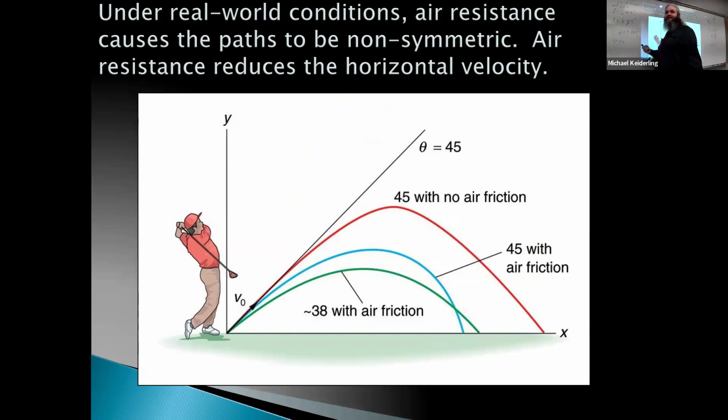Now, under real world conditions, there's air resistance, which means that the path is not going to be symmetric. And with air friction, the angle that you would fire something at to get maximum distance will be less. You're not going to get the perfect thing at 45. With air friction, you'll slow down, so to get the maximum distance you'd want to be at a little bit lower angle, because at a lower angle, you spend less time in the air and the air has less chance to slow you down, basically.